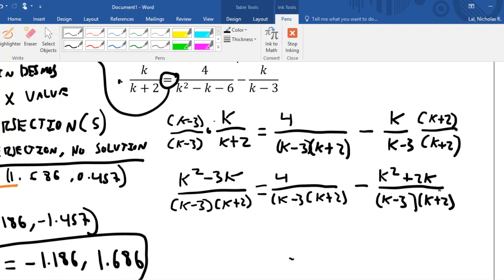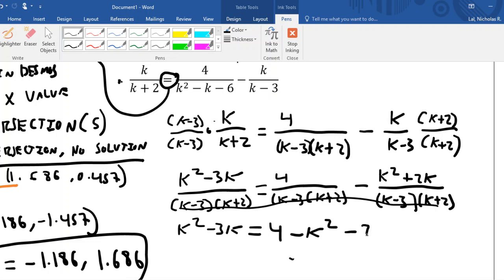All right? So now we have our common denominator. Once you have a common denominator, you can cancel it out. That's essentially what I'm doing, is I'm multiplying each side by the common denominator, and so that's how it cancels out. So I end up getting k squared minus 3k is equal to 4. I have to distribute a negative 1 to the k squared and the positive 2k. So 4 minus k squared minus 2k.